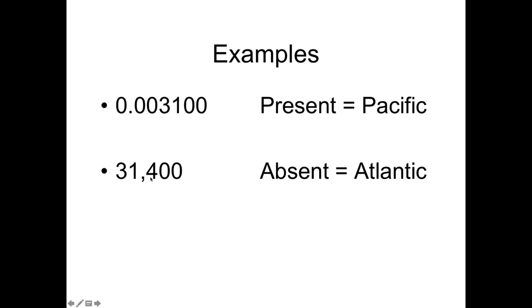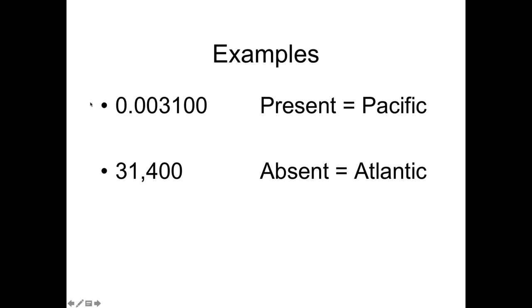For this number, 31,400, there is no decimal point because it's not listed. I do understand that there's a decimal point here, but it has to be listed to count it as significant. Though there is a ones place here, there's no decimal point indicating that this number has that level of precision, so it's absent. So therefore, we're going to count it from the Atlantic side. So the first number we're going to count is this 4 right here.